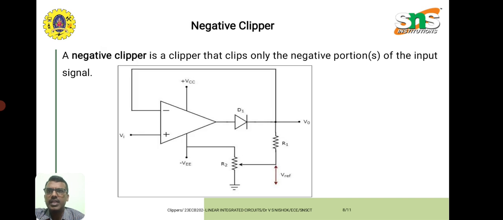In the same way, we have the next type, called the negative clipper. A negative clipper is a clipper that clips only the negative portion of the input signal, similar to the positive clipper, which clips only the positive portion. Here the position of the diode is changed when compared to the positive clipper, and the input terminals are the same: Vi is given to the positive terminal and V reference is given to the negative terminal of the operational amplifier.